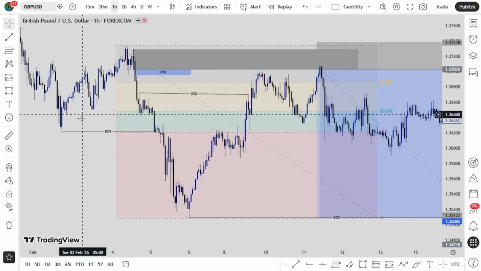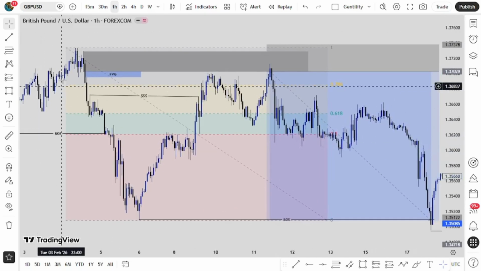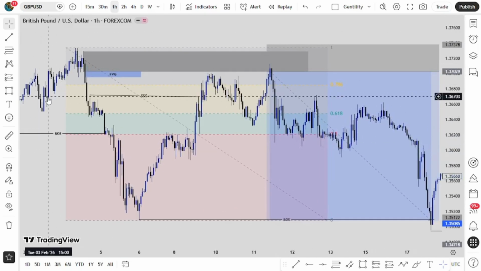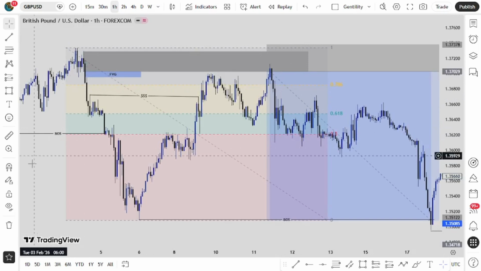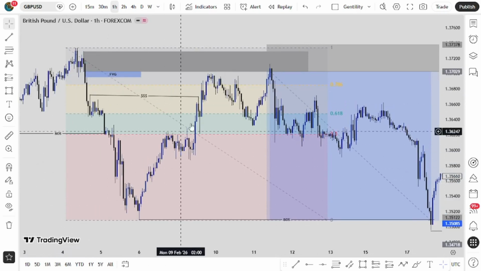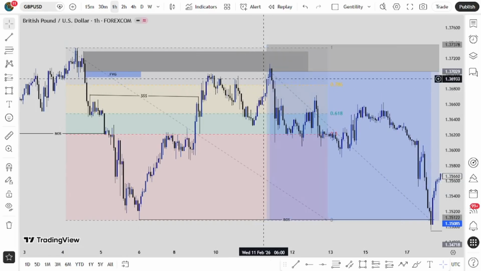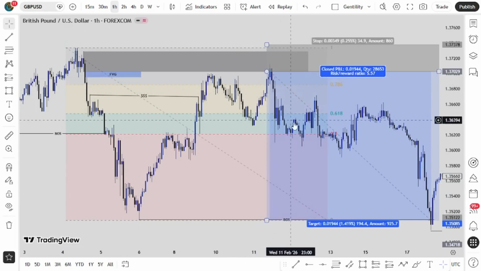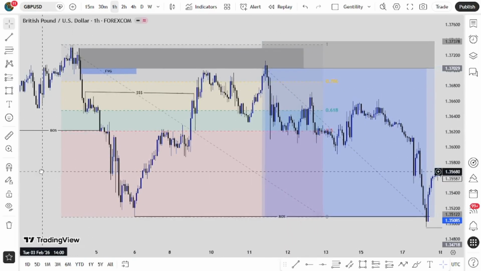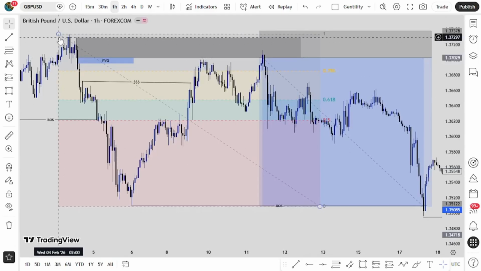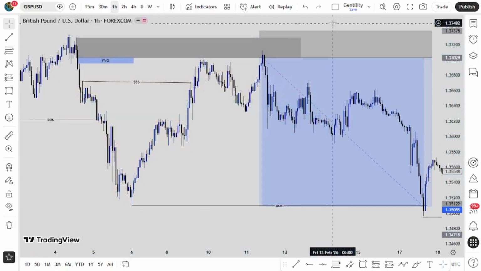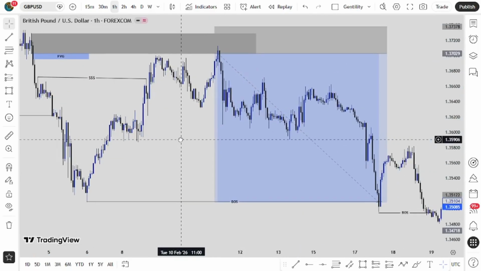Number one, a break of structure happened. Number two, an order block is present. Number three, imbalance is there. Number four, we have liquidity. Number five, price came back into a premium area for us to sell from. So you can see that this was how I was able to take this trade and made some money.